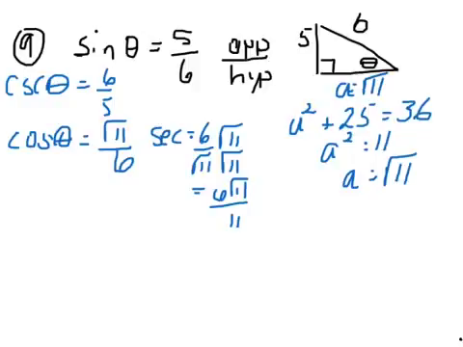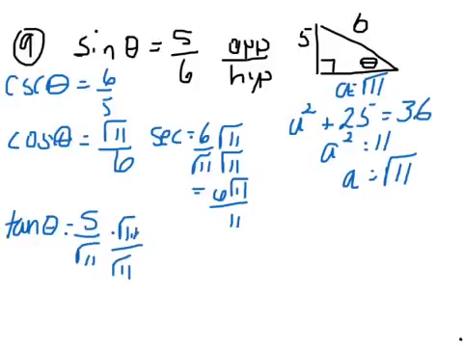And then my last one is tangent. I could find tangent by taking the sine and putting it over the cosine. Or I could do opposite over adjacent, which would be 5 over square root of 11. Let me rationalize that by multiplying by square root of 11 over square root of 11. Sorry, this just does not mark the way I'd like for it to. That's an 11 under there. So that becomes 5 square root of 11 over 11.